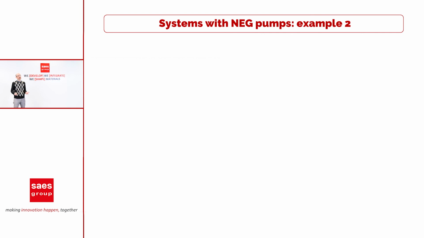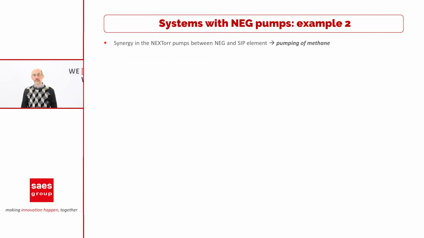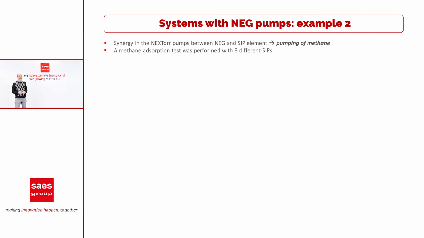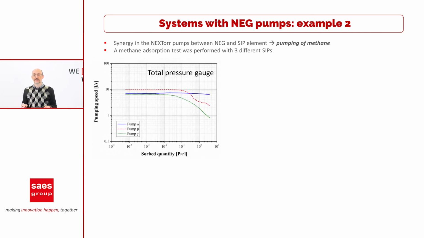The second example shows the synergy in the Nextor pumps between the NEG element and the ion pump, in particular when pumping methane. A methane absorption test was performed with 3 different prototypes of sputter ion pumps. The pumping speed of the 3 pumps, alpha, beta and gamma, is plotted versus the absorbed quantity at constant pressure in the 10^-4 Pascal range. This is what the total pressure gauge says.